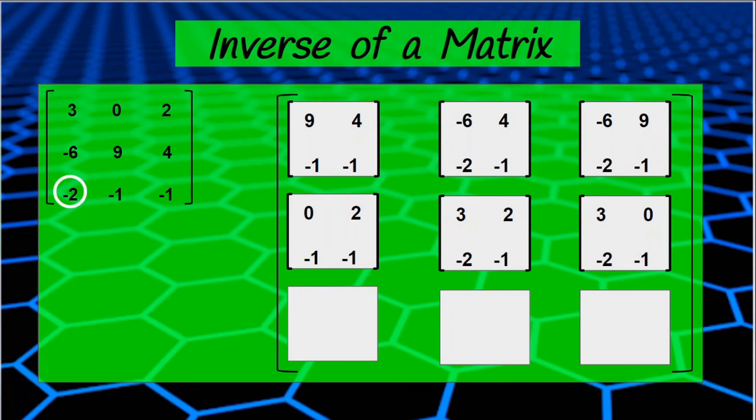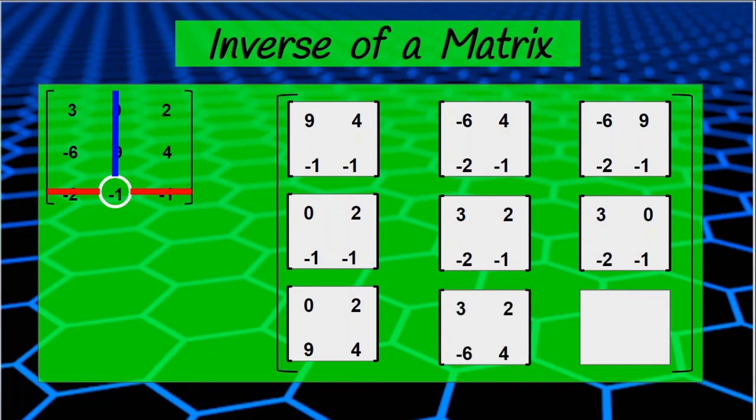We extend lines across the row and column on which minus 2 lies. Then we have 0, 2, 9 and 4 left, so we write that here as a 2 by 2 matrix. We move on to minus 1. We also extend lines similarly, and we have 3, 2, negative 6 and 4 left, so we write that as a 2 by 2 matrix here.